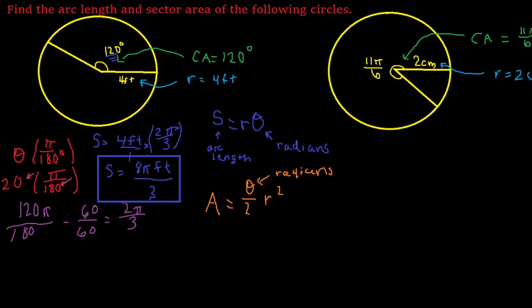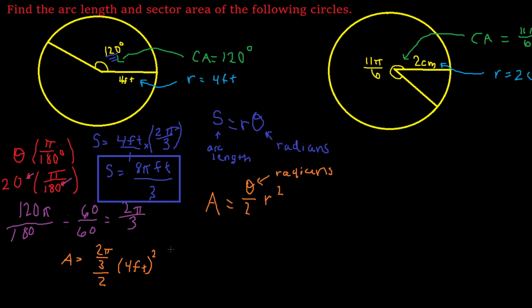Now, on to sector area. Now this one's where it's going to get a little bit funky, but it shouldn't be too bad. I'm going to write it down here. So our sector area of this circle here is going to be 2 pi divided by 3 divided by 2. And what you need to do is always remember to put your units within the parentheses when you're taking the square. So I'm going to put this as the quantity of 4 feet squared.